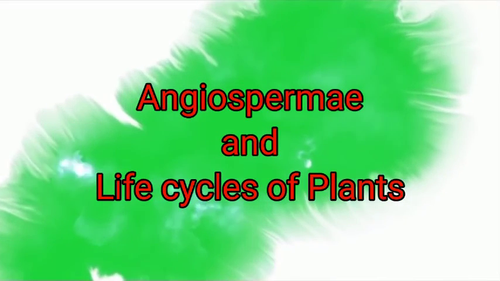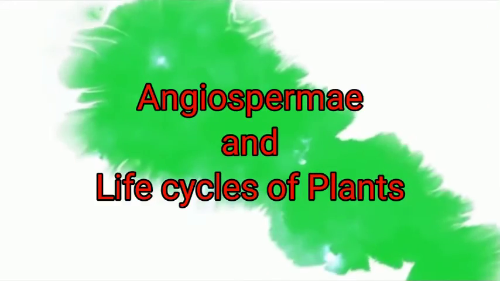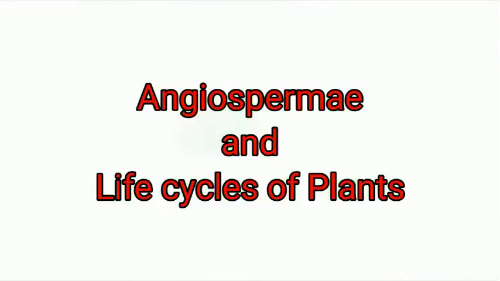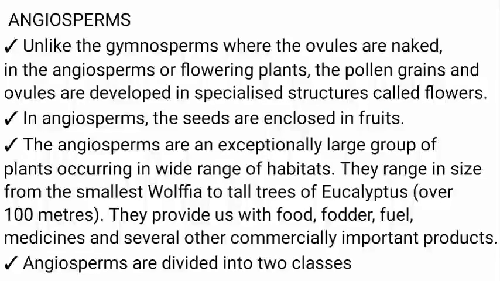Hi everyone, in this video I am going to explain to you about angiosperms and the types of life cycles of plants. Angiosperms. Unlike the gymnosperms where the ovules are naked, in the angiosperms or flowering plants, the pollen grains and ovules are developed in specialized structures called flowers. In angiosperms, the seeds are enclosed in fruits.